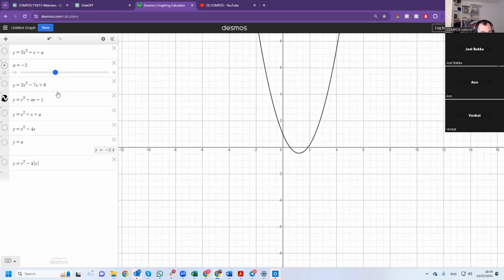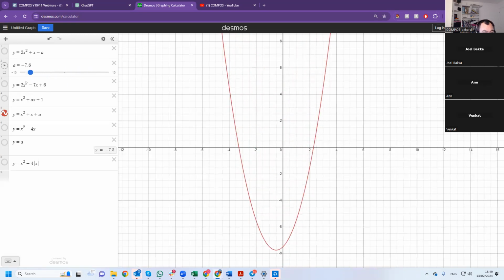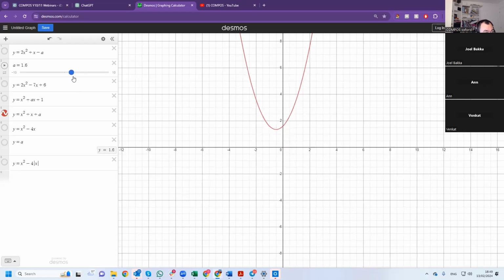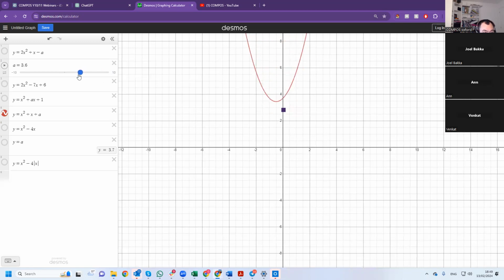All right, so this is what happens with the first graph. Now you draw the second one. The second one is very simple. It just moves up and down. So the question is, when do these two graphs have matching roots? As you can see, for positive a's, it just doesn't work. It only works for negative a's.